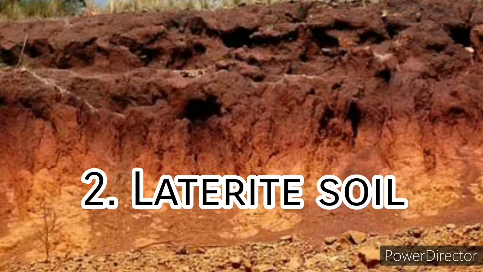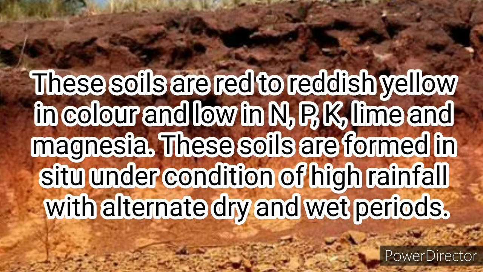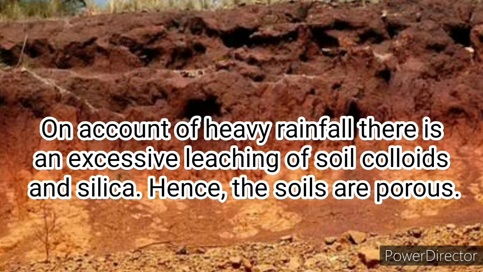The second is the laterite soil. These soils are red to reddish yellow in color and low in N, P, K, lime and magnesia. These soils are formed in situ under conditions of high rainfall with alternate dry and wet periods. On account of heavy rainfall, there is an excessive leaching of soil colloids and silica. Hence, these soils are porous.